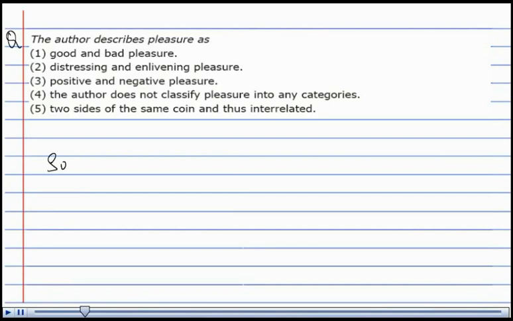The question is, the author describes pleasure as. The solution. Now after reading all the options, you will realize that option 2, 4 and 5 are irrelevant. Now you might get confused with option 1 and 3. Now for this, first of all we'll refer to the passage.